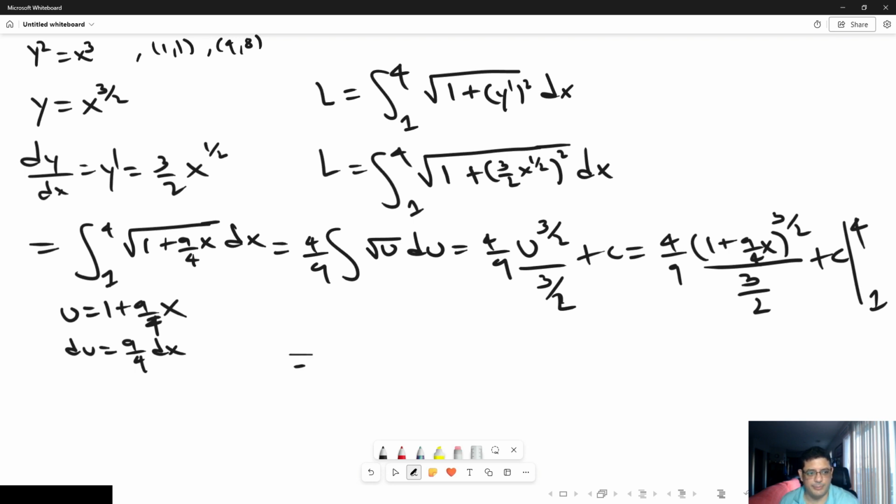So now I get to plug in 4, and I'm going to simplify this a bit. So this is 8 over 27, since 4 over 9 over 3 halves is 8 over 27. Then if I plug in 4 first, I'm going to get 10. So this is 10 to the 3 halves, minus, and if I plug in 1 here, I'm going to get 13 over 4, to the 3 halves.